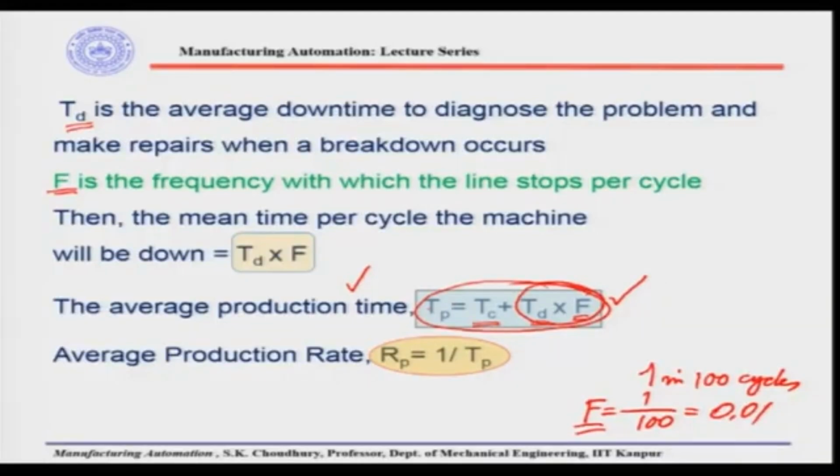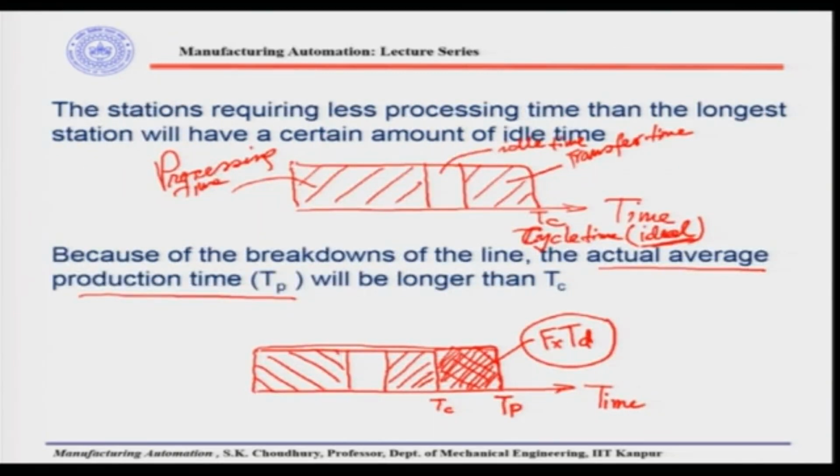If we know the f, and we know how much time it takes on average to repair and rerun the machine, then if we add f into Td to Tc, we can find out the actual or average production time. This average production time is the actual production time, whereas this Tc is the ideal one, in the sense that if everything goes okay, if nothing happens and the line is running perfectly well, then Tc is the cycle time, but it does not happen.